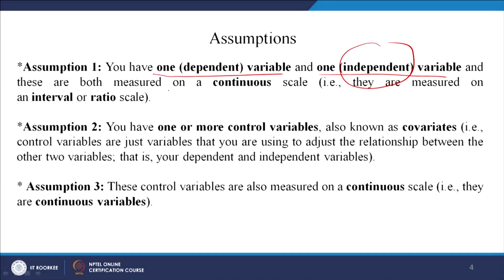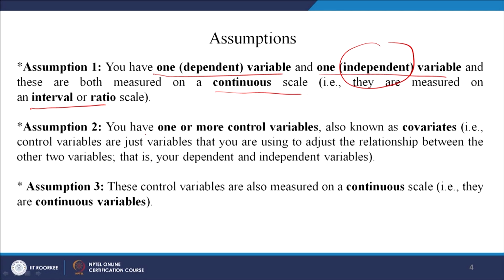So, let us now, after understanding what partial correlation is and the effect of partial correlation, understand the assumptions that we need to follow. What are some of the assumptions? The first: you have one dependent variable and one independent variable, and they are both measured on a continuous scale. By now you understand a continuous scale, which is measured as interval or ratio.